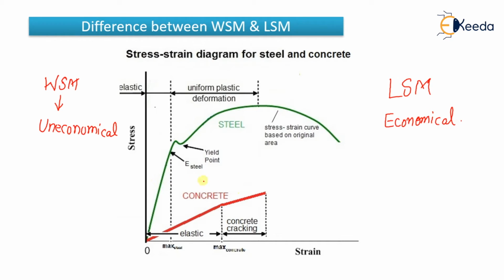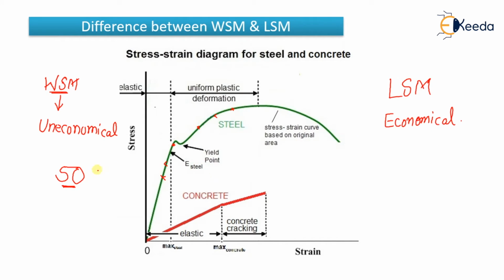See, I'll explain this thing. For example, in WSM, the strength is considered as 50. Forget about the units, just remember this value 50. It will be below this yield point, somewhere here. So it is 50. But in case of LSM, it may be somewhere here, or here, or here. Now why economical and why uneconomical, I will tell you.